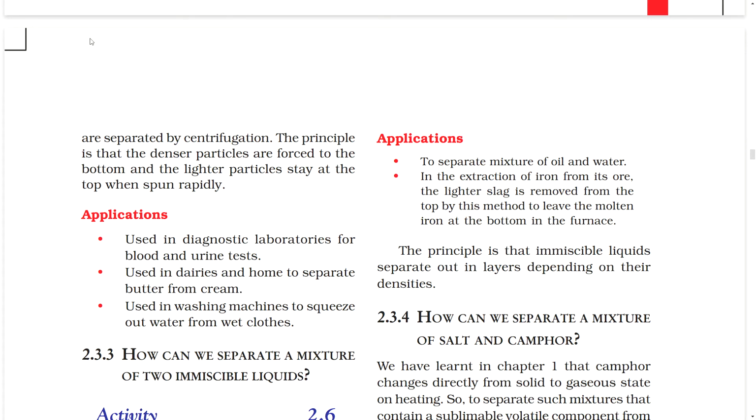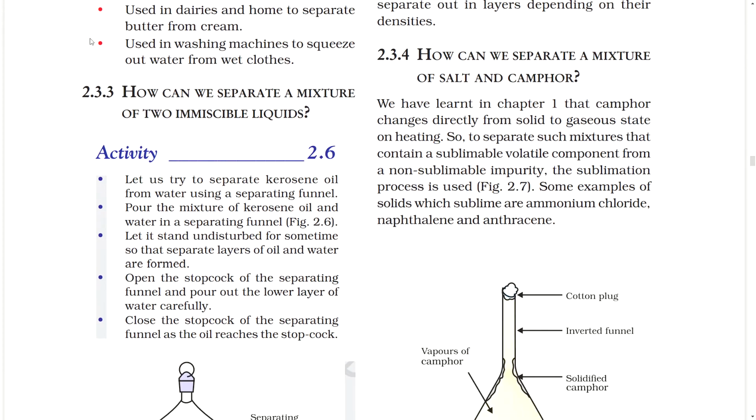2.3.4 How can we separate a mixture of salt and camphor? We have learned in chapter 1 that camphor changes directly from solid to gaseous state on heating. So, to separate such mixtures that contain a sublimable, volatile component from a non-sublimable impurity, the sublimation process is used. Some examples of solids which sublime are ammonium chloride, naphthalene and anthracene.